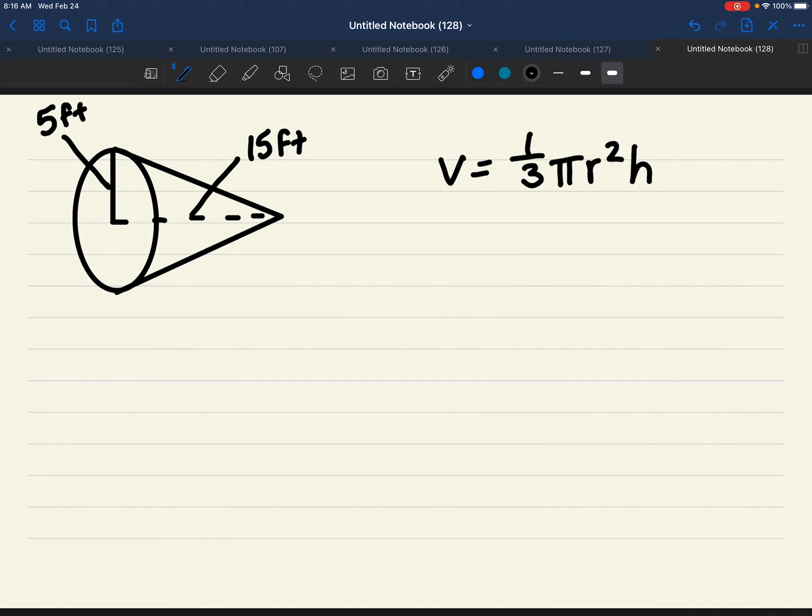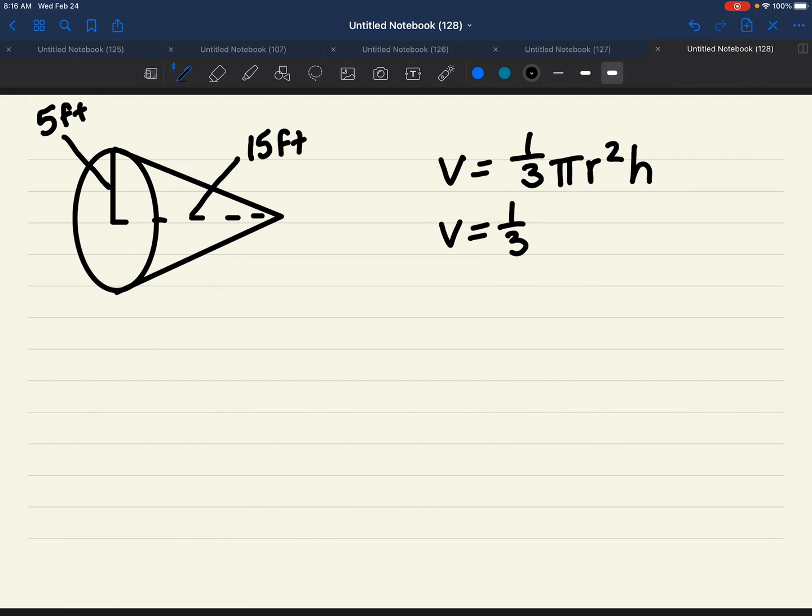Okay, now the only thing you need to be careful of is, does it give you the radius or does it give you the diameter? Which one does it give us here? The radius. It gives us the radius. So do I need to take half? No. If it gives you the radius, all you do is plug it in. So can you tell me what I need to plug in here, Ethan?